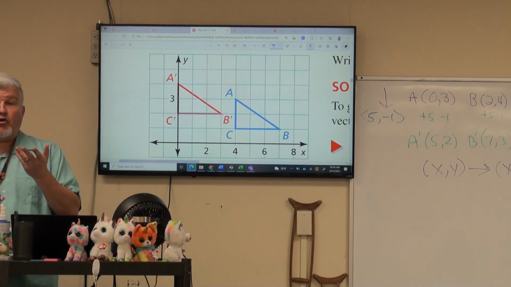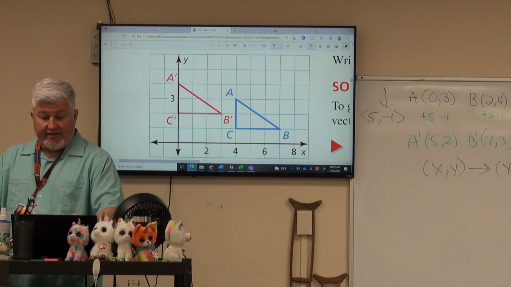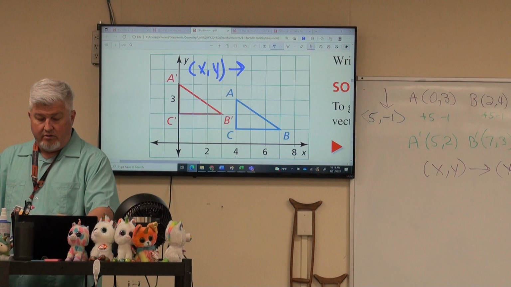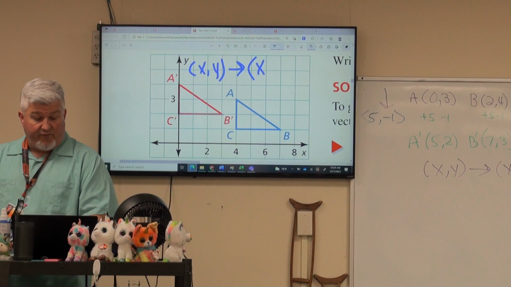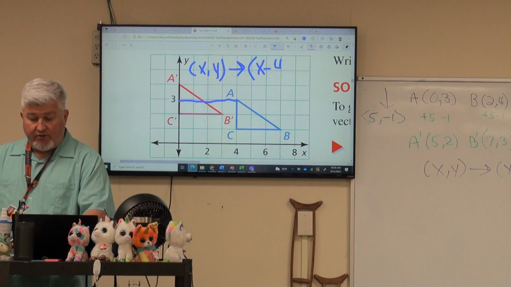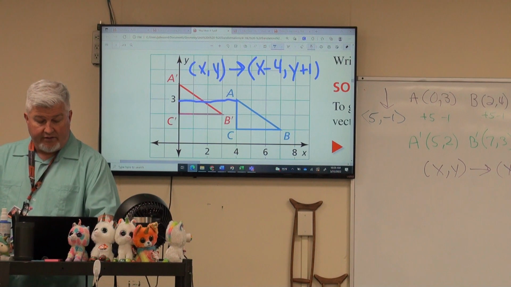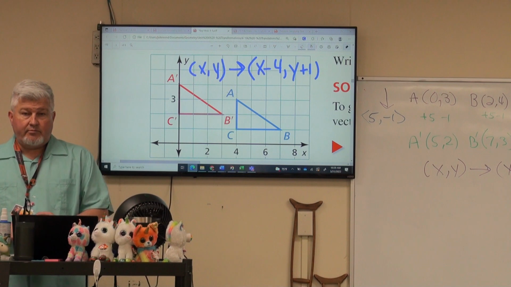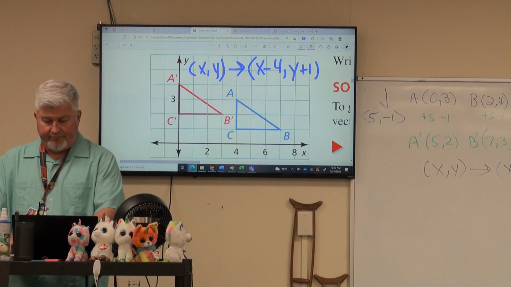But if you write it completely correctly, Cole, you need to write it in exactly that form. So your rule should look like this. It always starts with X, Y, and an arrow. What is my X translation? Negative 4. I went 4 to the left, right? 1, 2, 3, 4. What's my Y translation? Plus 1. Right, I went up 1 to get to A prime. And there's your rule. Should be pretty straightforward. Any questions on this? We good? All right.